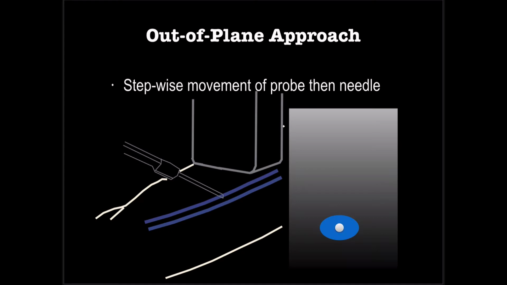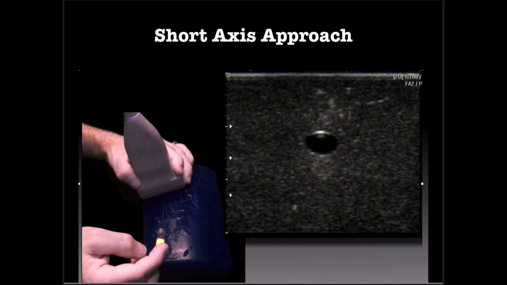So it's transducer, second is the needle. Transducer, then needle. Transducer, then needle. Here's what it looks like on the Phantom that we loaned you. So we start off, there's the needle at the top of the screen. We move the transducer till we can't see the needle. Then we slide our needle into view.